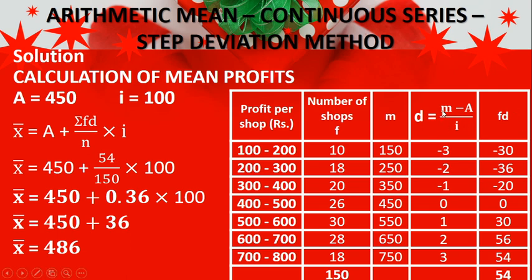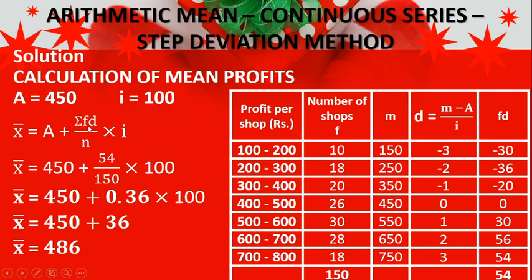Now it is M minus A by I. So 150 minus 450 divided by 100, you will get minus 3. Same way, 250 minus 450 by 100, which is minus 2. 350 minus 450 divided by 100, which is minus 1. 450 minus 450 by 100, 0. 550 minus 450 by 100 is 1. 650 minus 450 by 100 is 2. 750 minus 450 by 100 is 3. So D is found out.